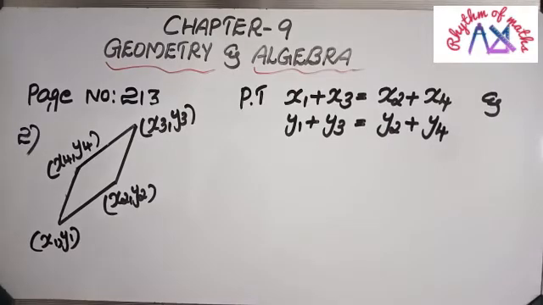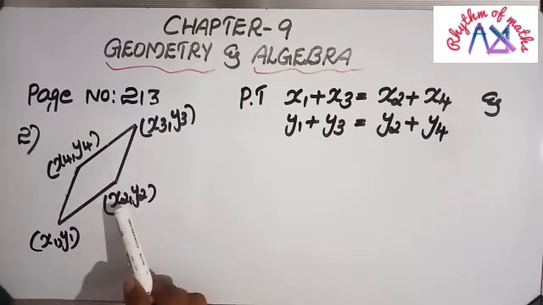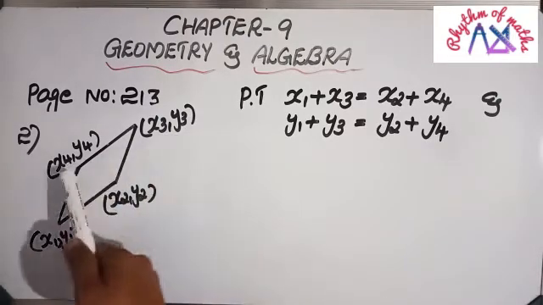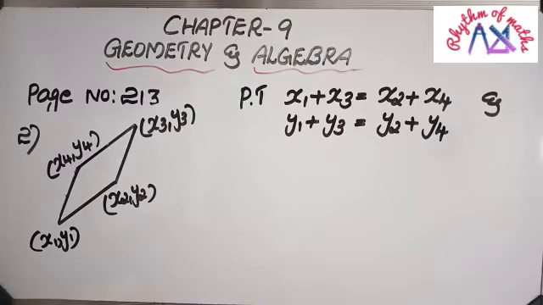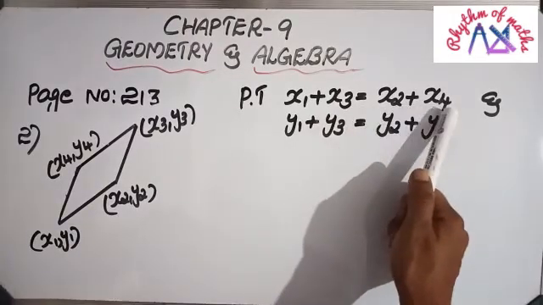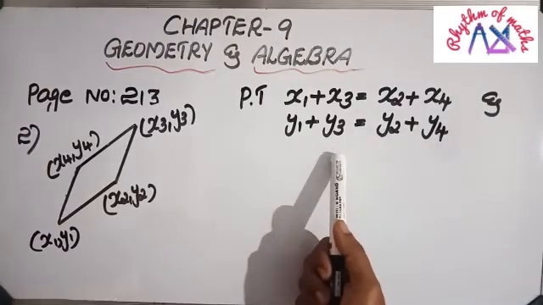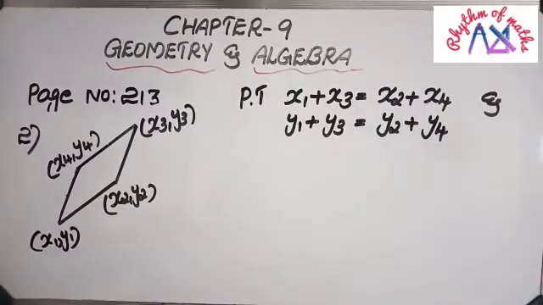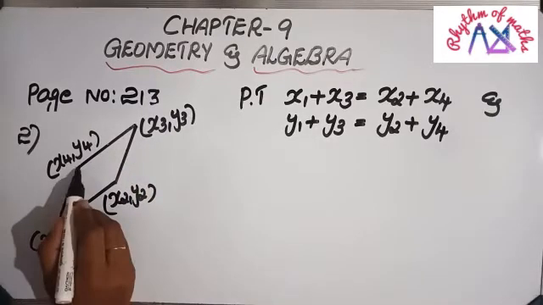Now in the second question, again a parallelogram is given, with coordinates as x1 y1, x2 y2, x3 y3 and x4 y4. Question is, prove that x1 plus x3 equal to x2 plus x4 and y1 plus y3 equal to y2 plus y4. This is the question. Now to find this, we can apply the same rule. Any of the diagonals we can consider. Here all the 4 coordinates are already given.